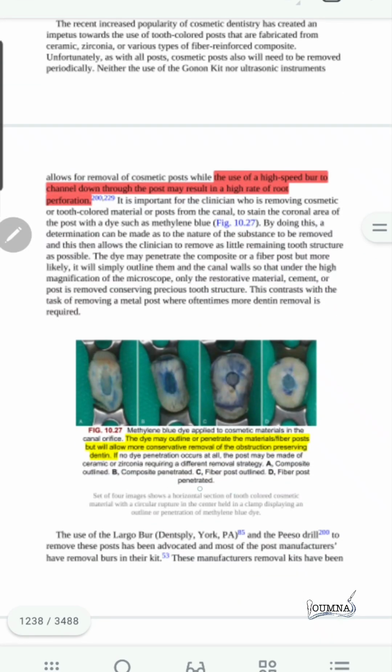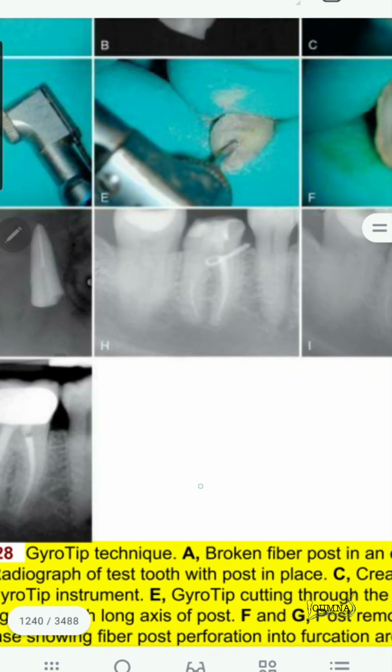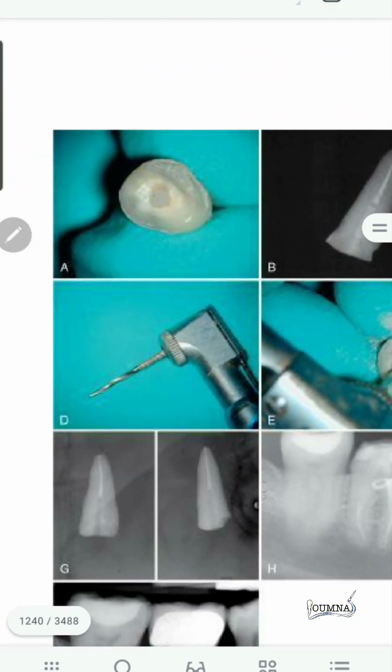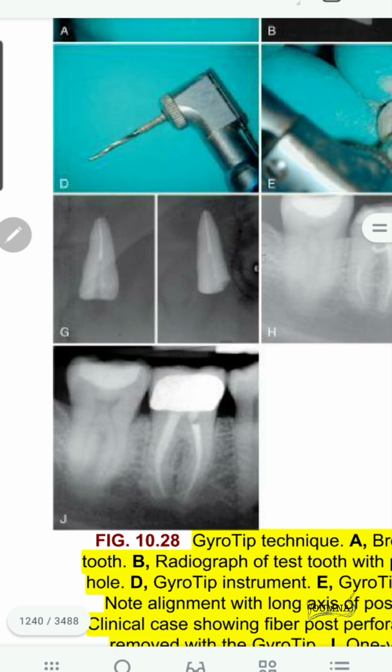Here they're saying that we can use a methylene dye to locate the post precisely and prevent any unnecessary dentinal removal. This is another way to remove a post, by drilling inside it using what is called the gyro tip technique.